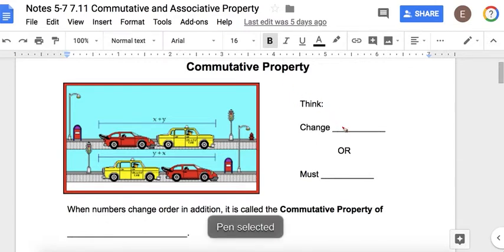So think change order. And look at the first two letters of the commutative property, CO, and look at the letters for change order, CO. So that can help us remember that. Or we can say must move, and you can use the two M's to remember that. So when numbers change order in addition, it is called the commutative property of addition.